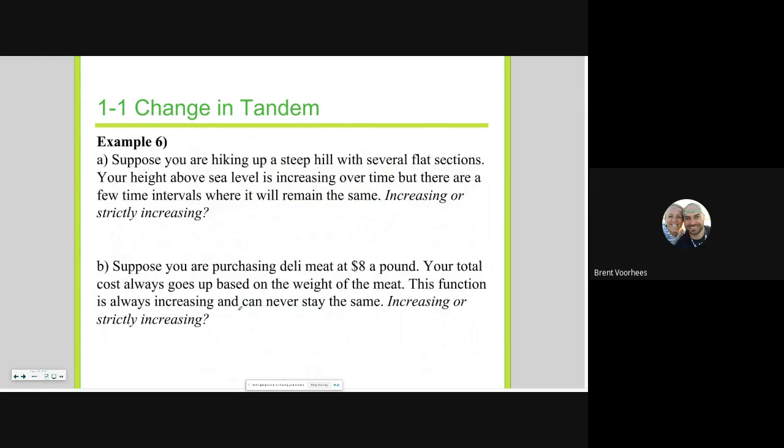Okay, and they'll be the same rules. So suppose you were hiking up a steep hill with several flat sections. I'm going to pause. Would that be increasing or strictly increasing? Increasing. Only increasing. There you go. Let's just circle that up. Part B. Suppose you are purchasing deli meat at $8 a pound. Strictly. Why strictly? Because there's no stop. So if it's 1 pound, you pay 8. 1.1 pounds, you pay 8.8. Yeah, very good. So this would be strictly increasing.